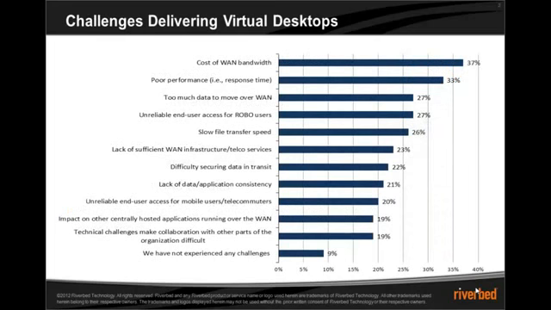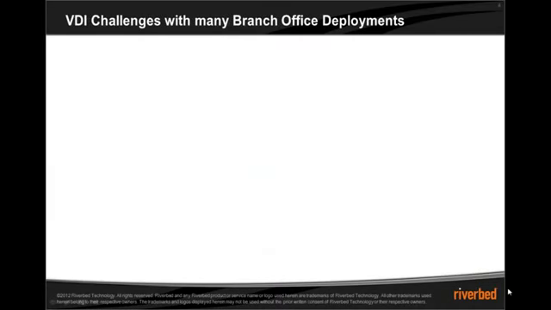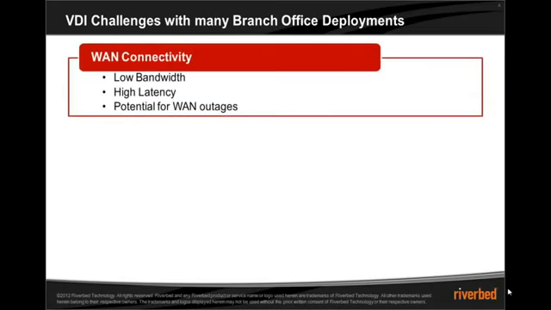In a recent study of VDI users, some of the top concerns around delivering virtual desktops were identified, and these are shown here. This includes the cost of bandwidth required for the solution, the ability to deliver performance, the amount of data traversing the WAN, as well as simply ensuring reliable access. The data from the ESG study validates much of what we find in our experience of delivering successful virtual desktop deployments out to branch offices.